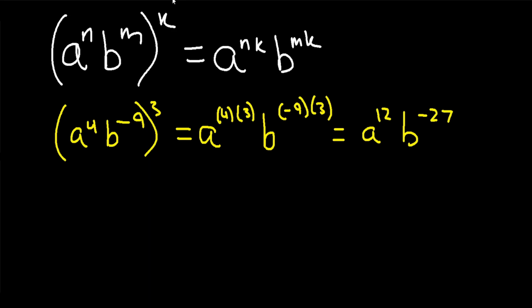So first we have, if inside the brackets it's a to the power of n times b to the power of m, all to the power of k, then that's the same as a to the power of n times k multiplied by b to the power of m times k.